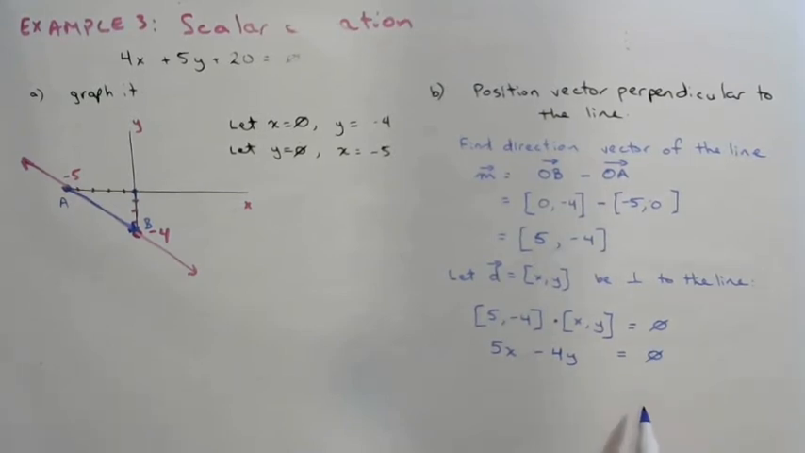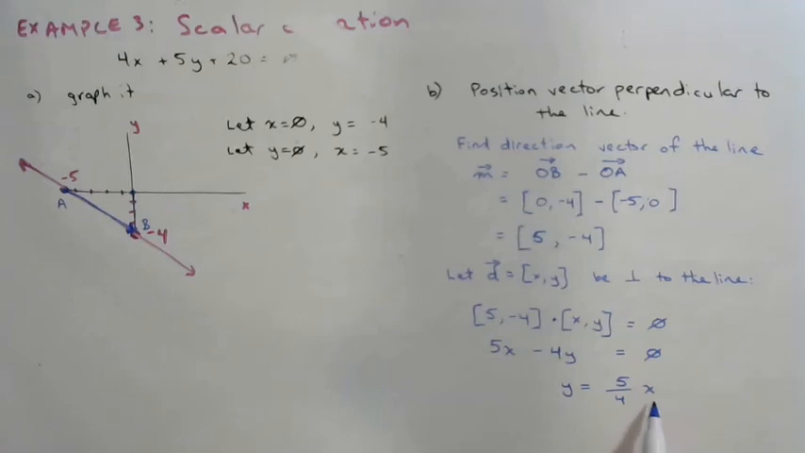So now what I'm looking for here is an ordered pair x and y that makes this statement true. I could pick any number in the whole world to be x, and then find the y that makes this statement true. I'm going to do one more step that's going to allow us to find a really easy number to use. If I express this in terms of y, I'm going to subtract 5x from both sides, and then divide by negative 4. I'm going to end up with y equals 5 over 4 x.